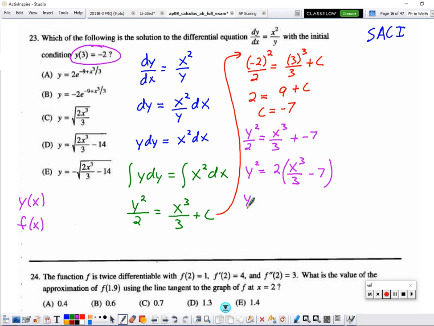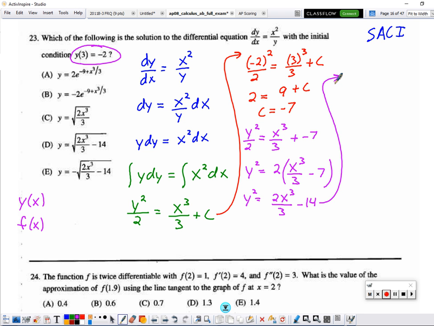So y squared is 2x cubed over 3 minus 14. And now that's looking a lot like one of these, so that feels better. Questions about anything? Cool. So let's see. Got to take the square root.